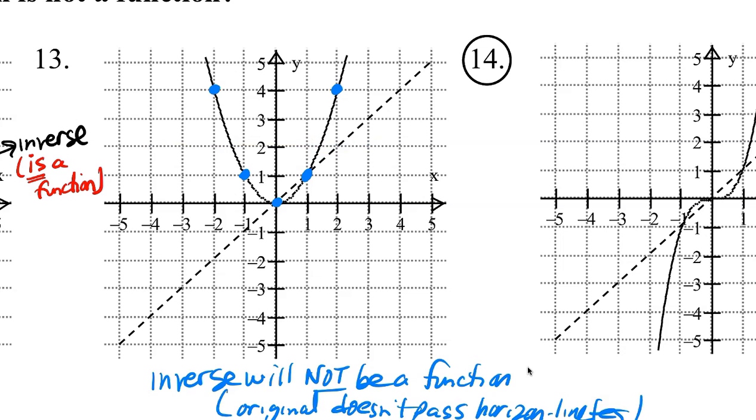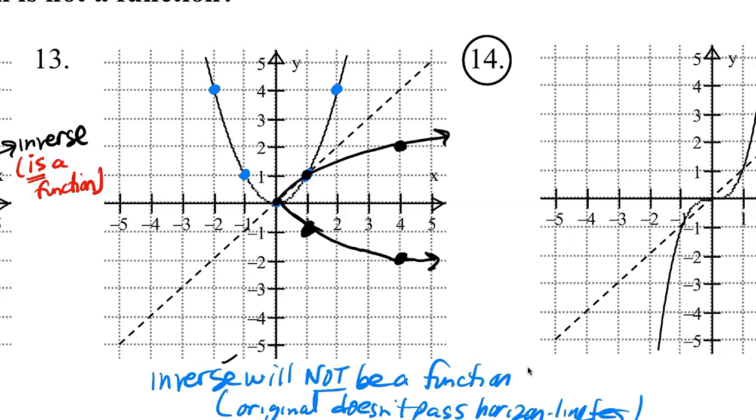So let's do that. I already have some representative points on this. So (1, 1) is still going to be (1, 1). (0, 0) is still (0, 0). (-1, 1) is now (1, -1). So down here. (2, 4) is now (4, 2), and (-2, 4) is (4, -2). So here's our inverse function.